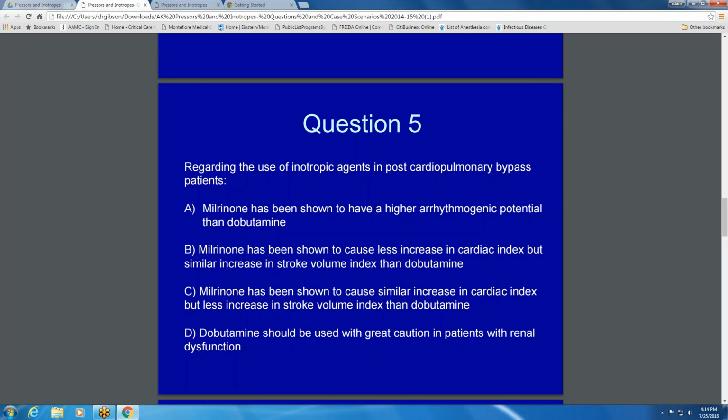Does that seem right to you guys? Did you say it was more of an increase in cardiac index? Less in cardiac index, but similar stroke volume index, right? Because cardiac index is not adjusted for heart rate. Cardiac index is stroke volume times heart rate, right, adjusted for your body surface area. Right, so that's all I would say. They're both causing the same amount of inotropy, with dobutamine causing more chronotropy.